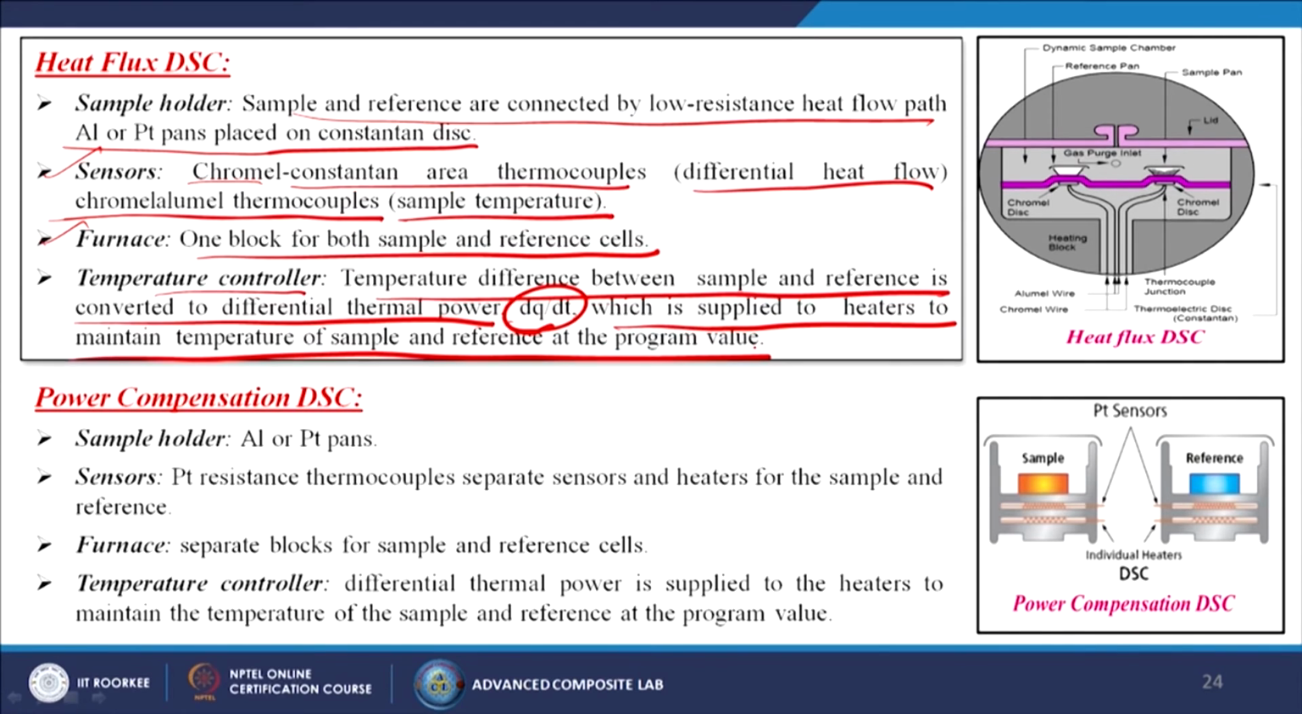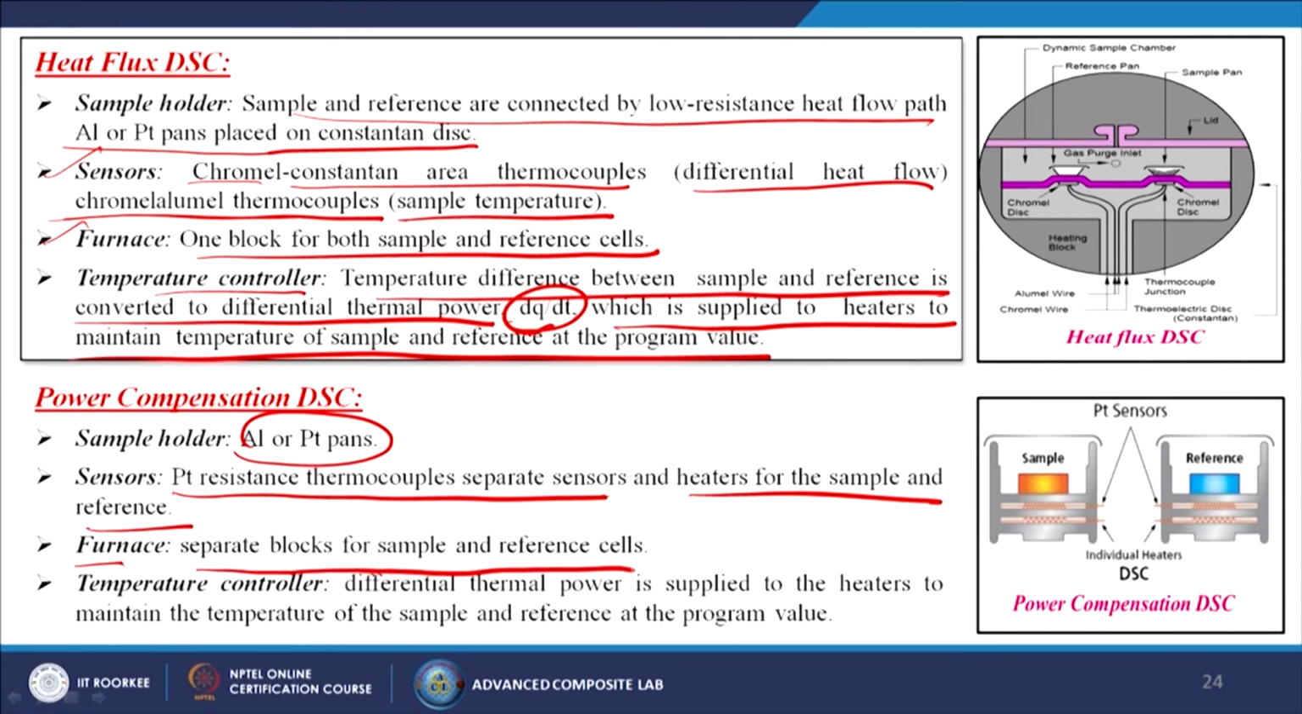If we talk about the power compensation DSC, in this case the sample holder is generally made of aluminum or platinum pans. Sensors, platinum resistance thermocouples, separate sensors and heaters for the sample and reference. Furnace, separate blocks for sample and reference cell. Temperature controller, differential thermal power is supplied to the heaters to maintain the temperature of the sample and reference at the program value. What are the advantages?